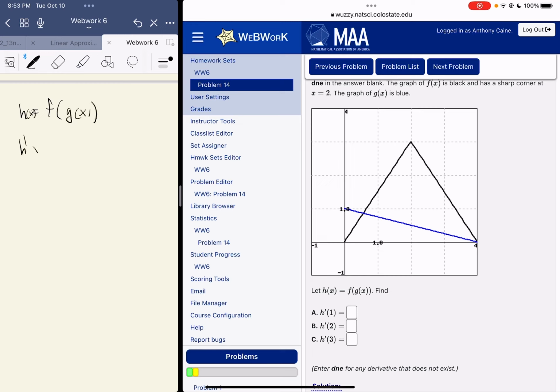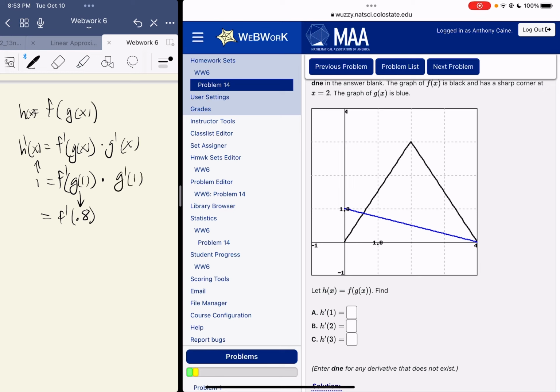So h prime, we have to do the chain rule. It's f prime of g of x times g prime of x. So if we want h prime at 1, you should plug in 1. So what is g of 1? That's the blue graph at 1. I don't know, g of 1, I suppose that is like 0.8. And that is fed into f prime. So we have to figure out f prime at 0.8, times g prime at 1.